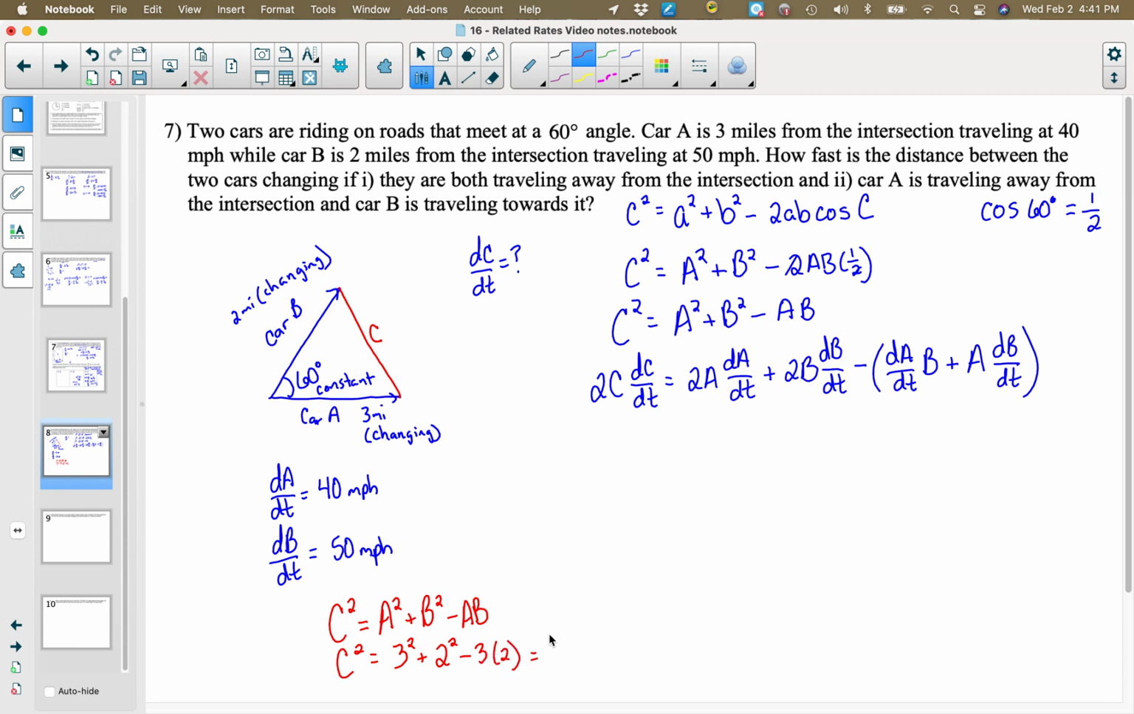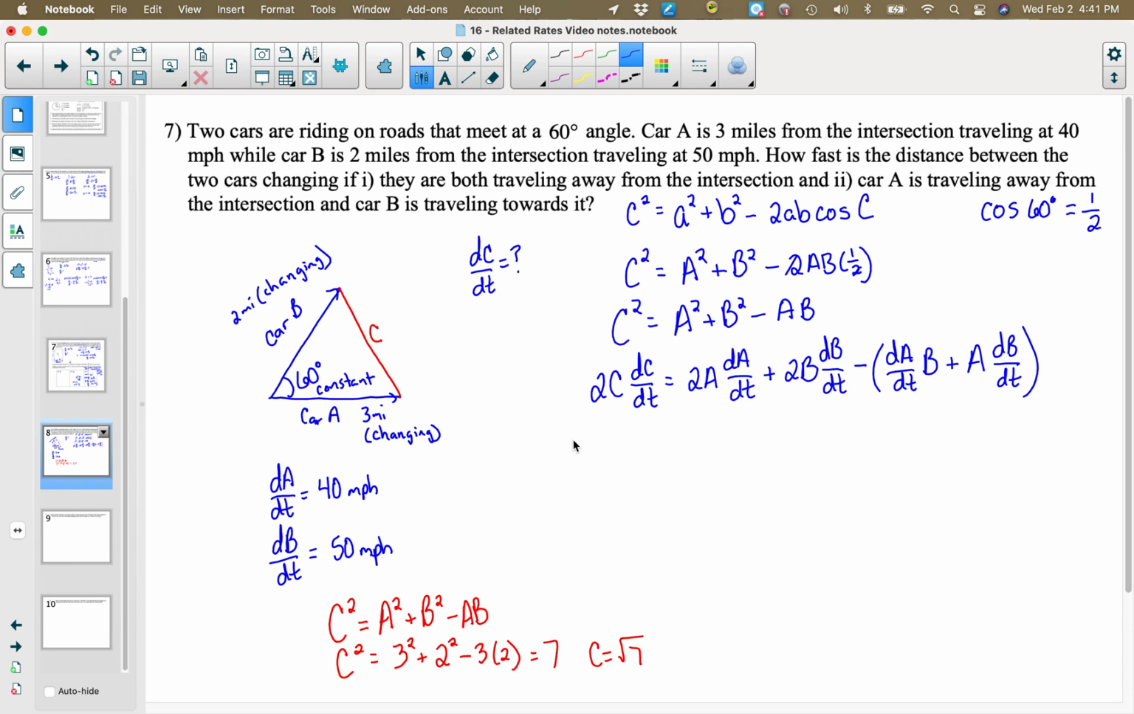So C squared is, I think it was 7. So C squared is 7, so C is the square root of 7. So we need that. That's the distance between car A and car B at that particular point in time.